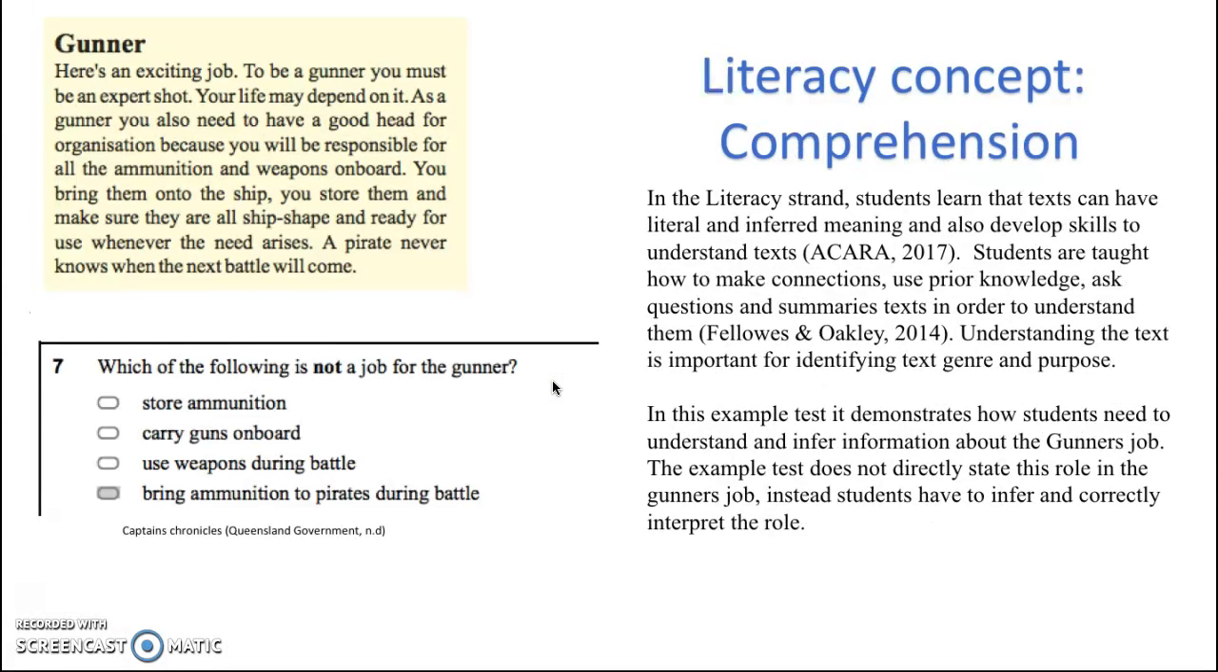In the literacy strand, students learn that text can have literal and inferred meaning and also develop skills to understand text. Students are taught how to make connections, use prior knowledge, ask questions, and summarize text in order to understand them. Understanding the text is important for identifying text genre and purpose.